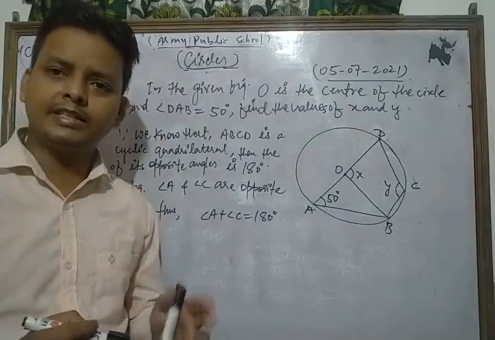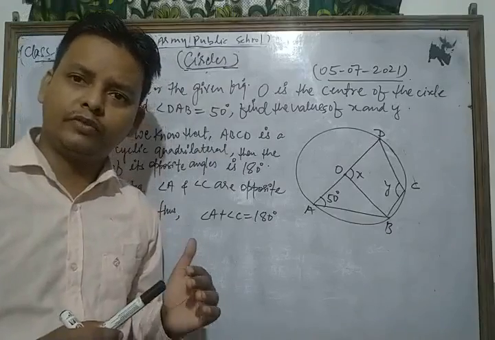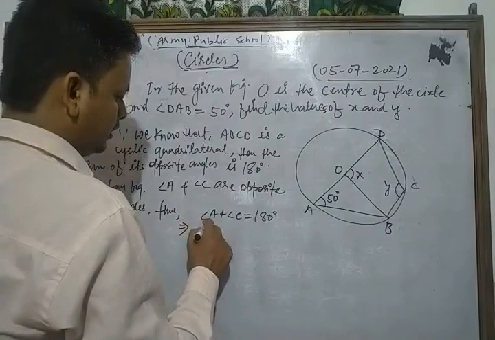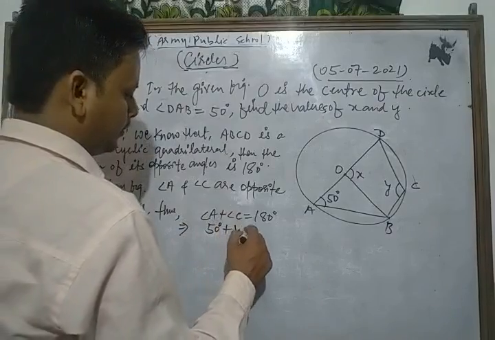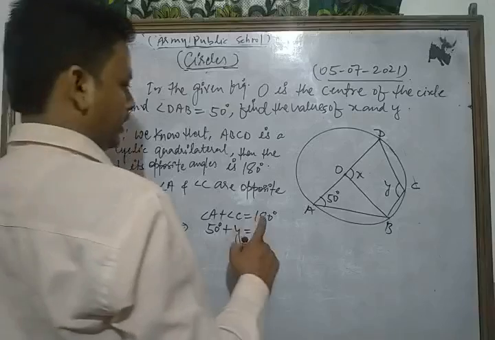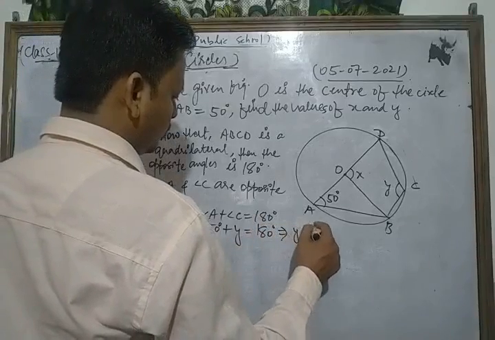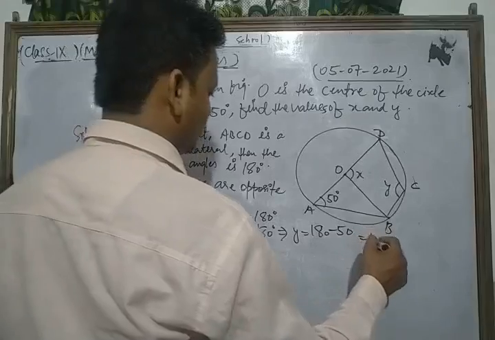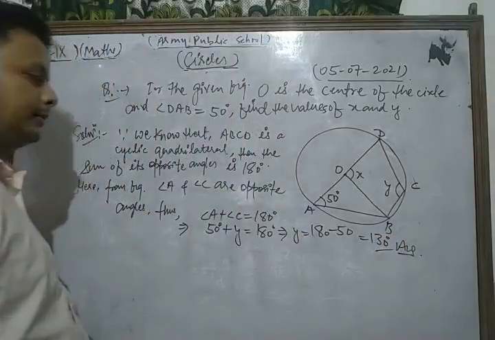We know that in any cyclic quadrilateral the sum of opposite angles is 180 degrees. So from there we get angle A, which is 50 degrees, plus angle C, which is y, is equal to 180 degrees. So y is equal to 180 minus 50, that is 130 degrees. This is the value of y.